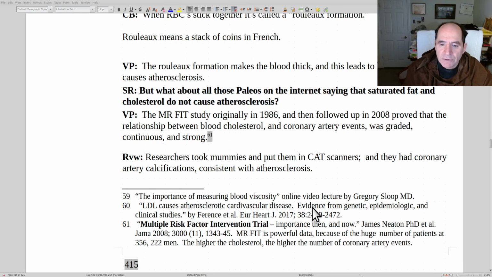The importance of measuring blood viscosity: you can just type into Google Gregory Sloop MD and you'll be able to see one of his lectures. Here's another one: LDL cholesterol causes atherosclerotic cardiovascular disease, with evidence from genetic, epidemiology, and clinical studies right here. The Mr. Fit trial, the Multiple Risk Factor Intervention Trial, had a lot of patients in that study, 356,000. That's a lot. The higher the cholesterol, the more coronary events.